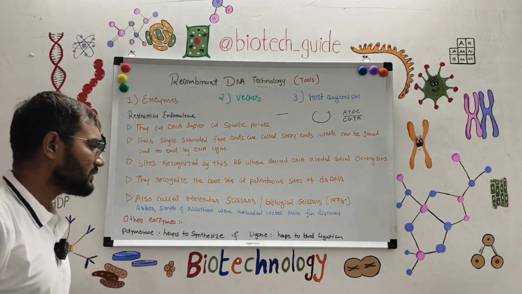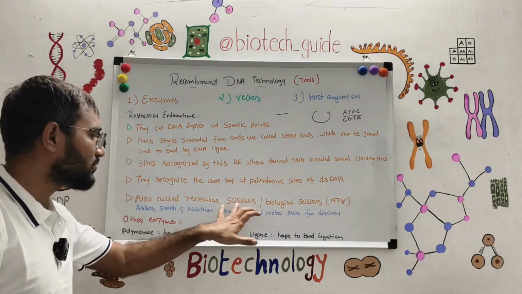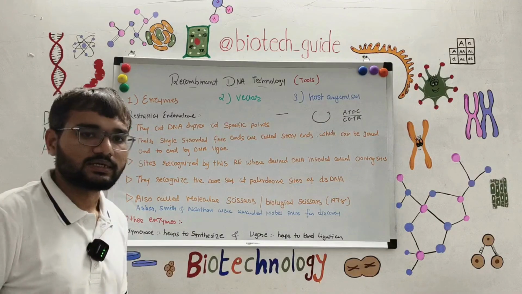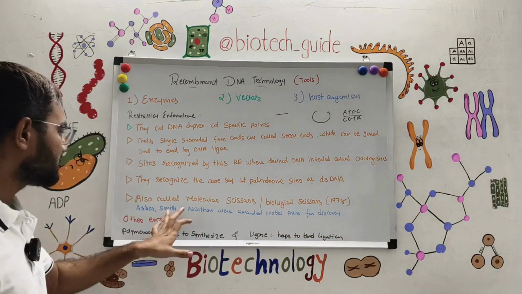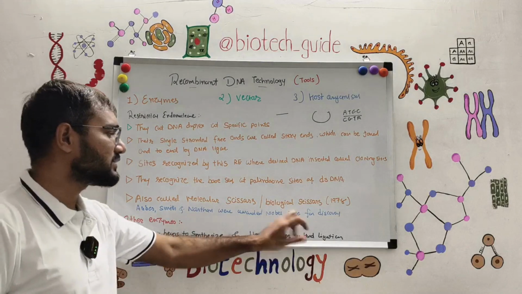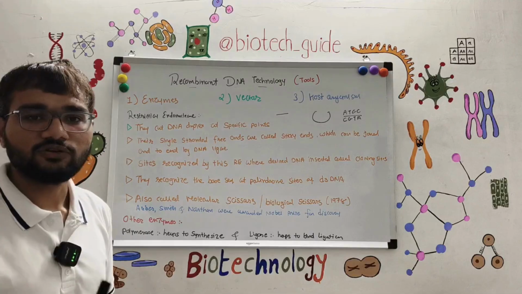Then, based on this mechanism of action, it is defined as a molecular scissor or biological scissor. And in 1978, Arber, Smith and Nathans were awarded the Nobel Prize for this discovery. So this is the main important point of the restriction endonuclease enzyme.